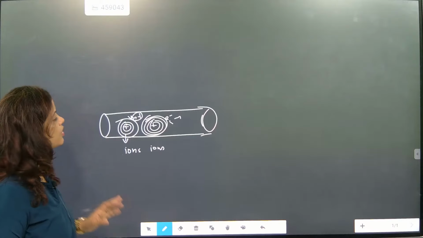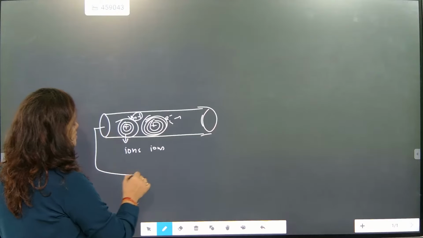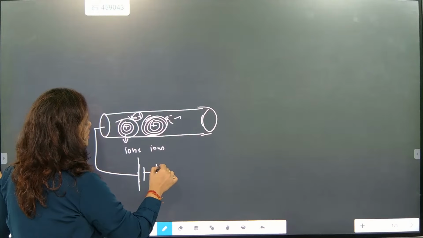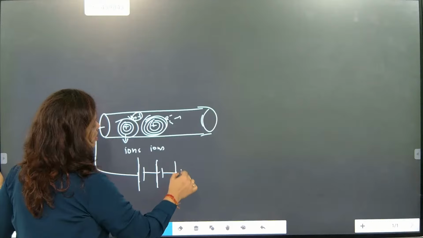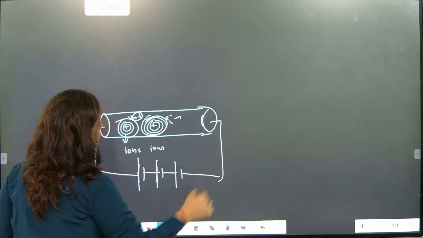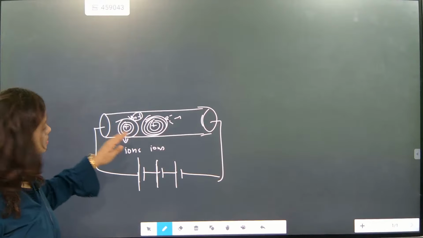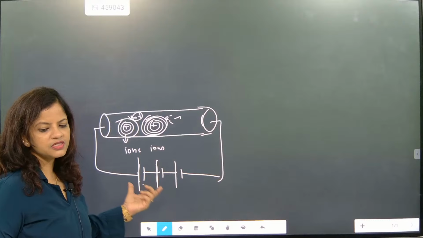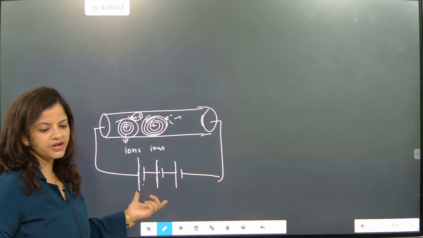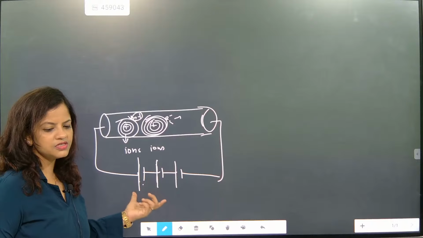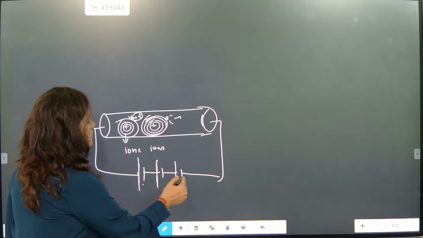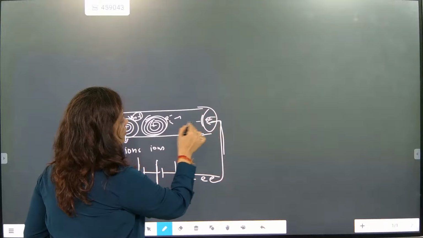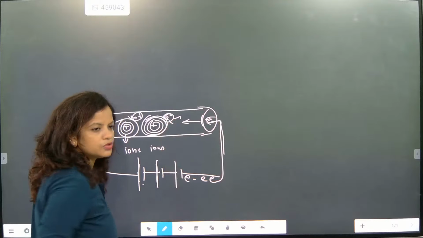Got it? But what happens if this wire is connected to a terminal like a cell or a battery? What will happen now in this wire? A potential difference is generated. Once the potential difference is generated, what will happen? They will start pushing the electrons. Now these electrons will move and they will push the other electrons also to move.